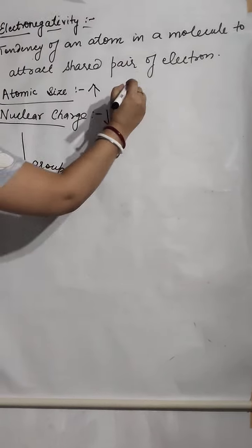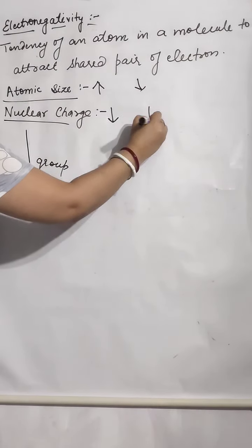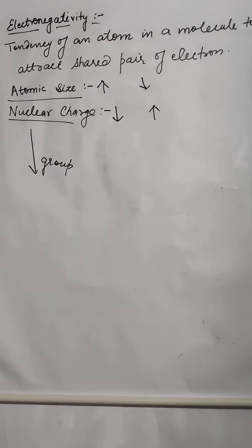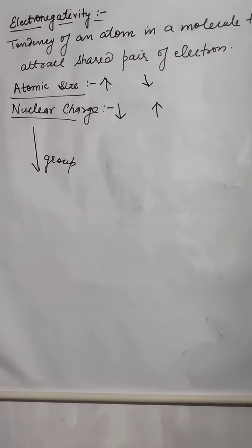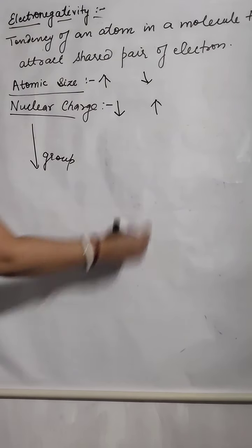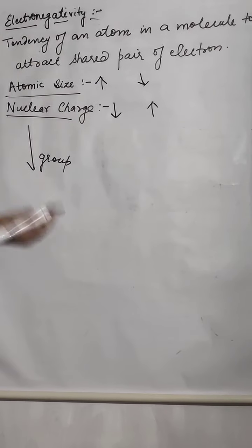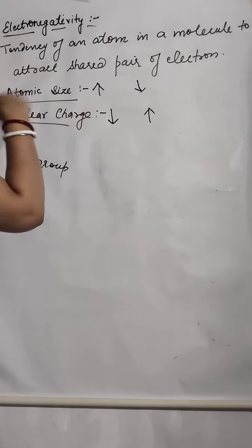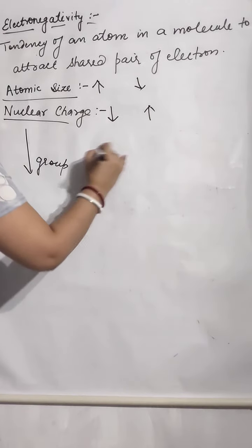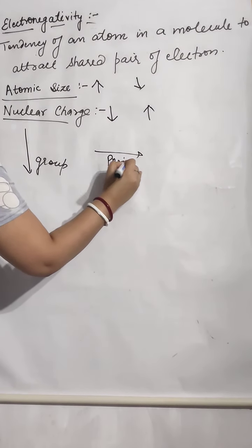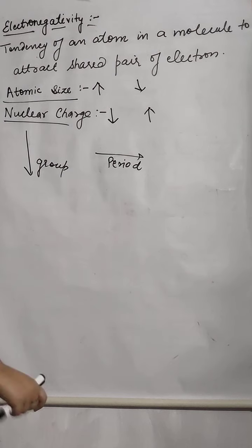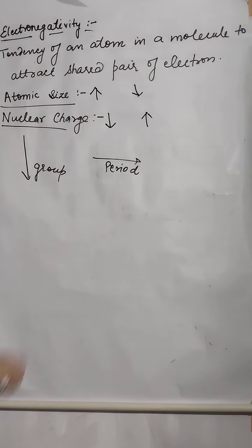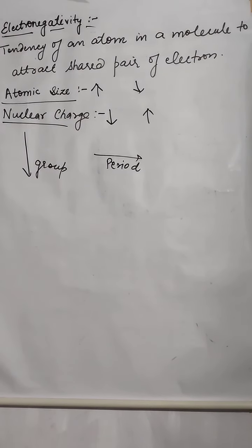Alright. Next, when we move left to right in a period, atomic size decreases and nuclear charge increases. So nuclear charge increases, that means the electron will be more attracted. So when going left to right in a period, electronegativity increases. This is all for electronegativity.